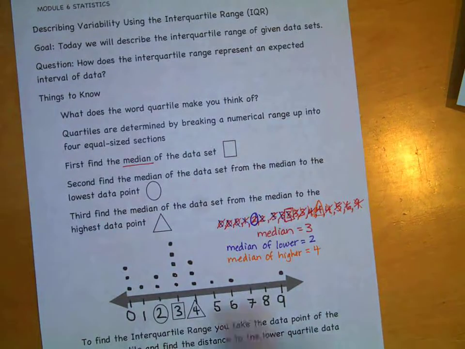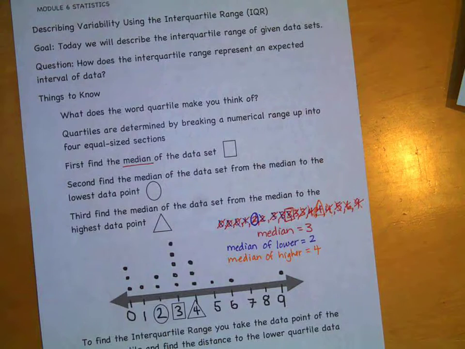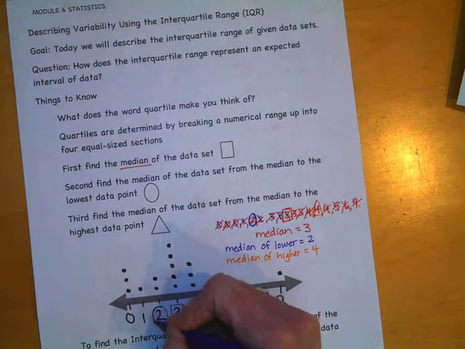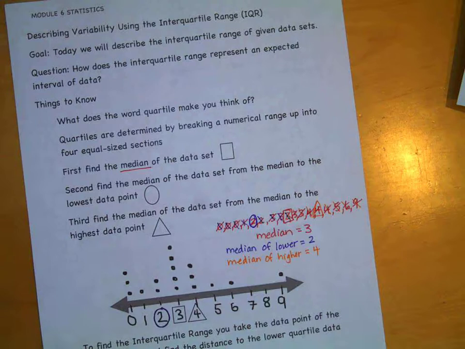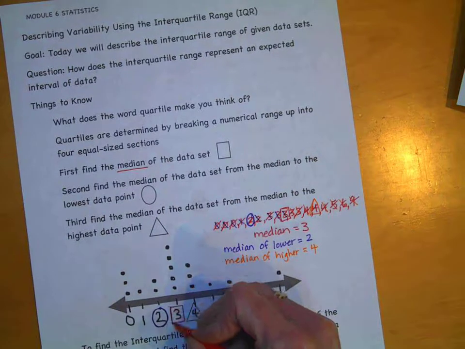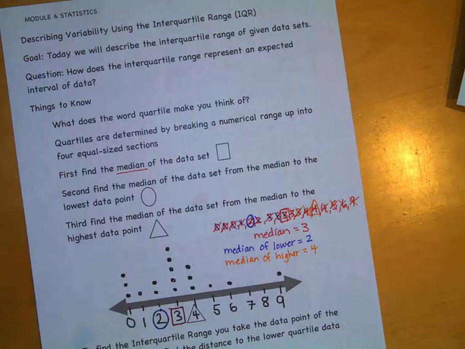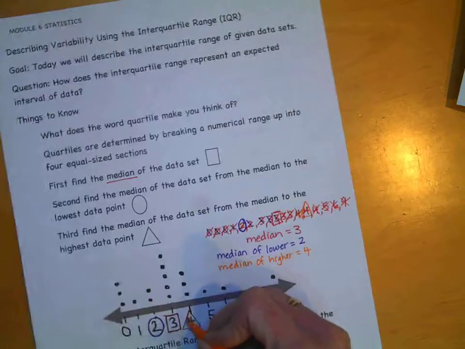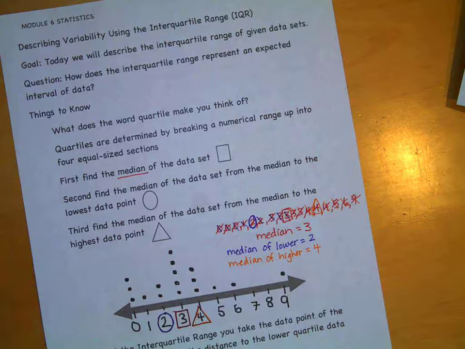And then if you take a look at our number lines, I went ahead and put them on there as well. So this is your lower quartile median. This is your median, and this is your higher quartile median. Okay, and so they're really not hard to find. The key to doing this correctly is you just have to make sure that you write the numbers in numerical order, and then you find the median of the first whole set, then you find the median of the lower set, then you find the median of the upper set.